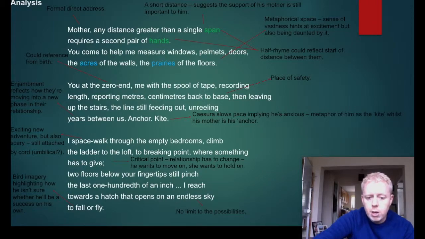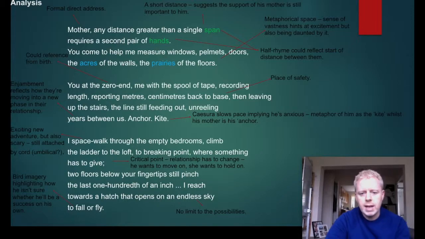I reach towards a hatch that opens to an endless sky, no limit to the possibilities in his life. But tinted with a little bit of anxiety to fall or fly. Continuing the bird imagery, that little hatchling, highlighting how he isn't sure whether he'll be a success on his own or not. But he'll always have, and you've got the sky and fly, the rhyming couplet at the end there to reassure him that she'll always be there. They'll always have each other. She'll always be there to support him.